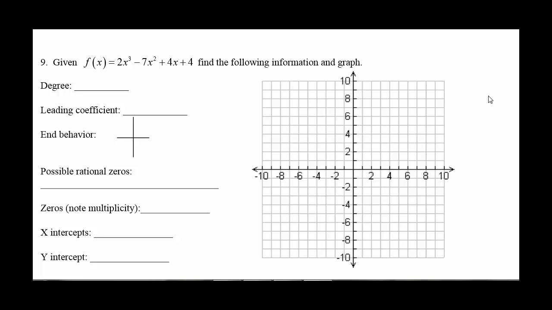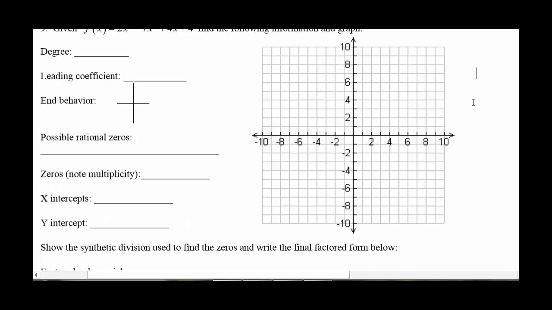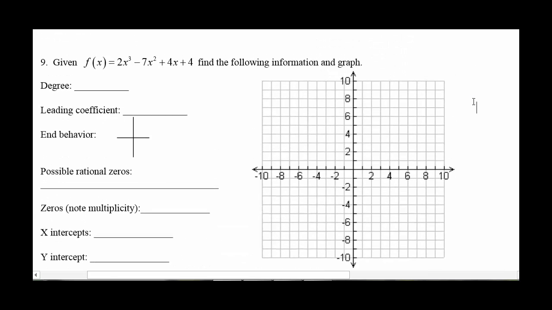Alright, number 9, we're going to just practice another one of these rational roots theorem ones. We got some information we can fill out now, then we got to go figure out how to factor it, then we'll come back and fill in the rest. Alright, so let's talk about degree. It is clearly a cubic. Leading coefficient this time is 2. End behavior would be first and third.